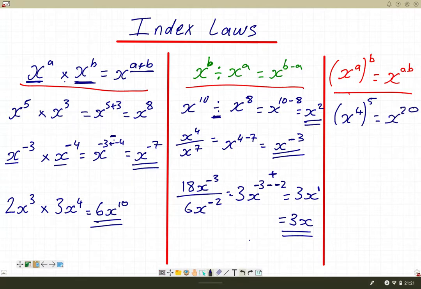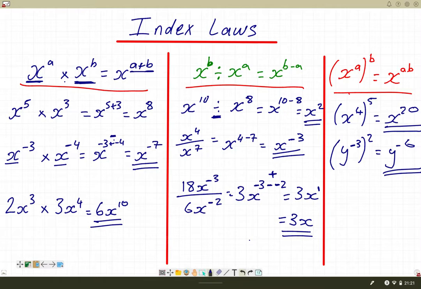Okay, let's say I had y to the power of minus 3 to the power of 2. Okay, multiply the powers. Minus 3 times plus 2 gives me y to the power of minus 6.